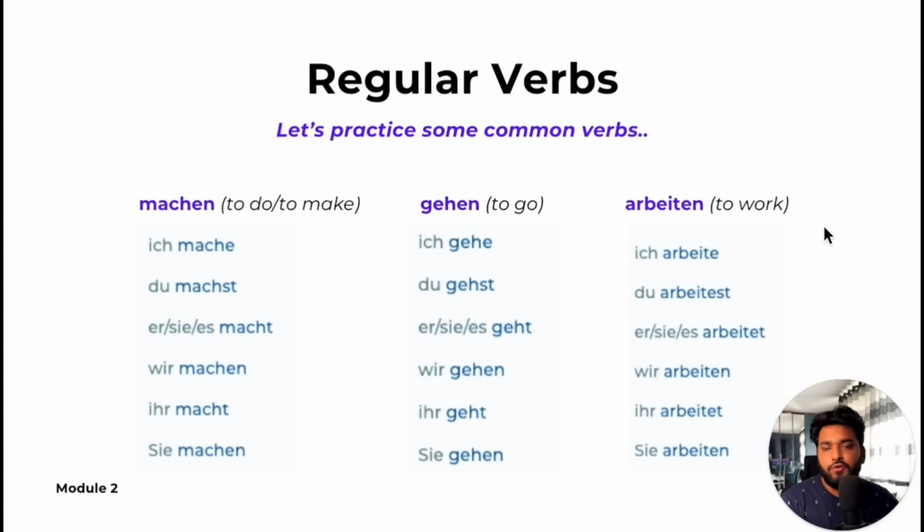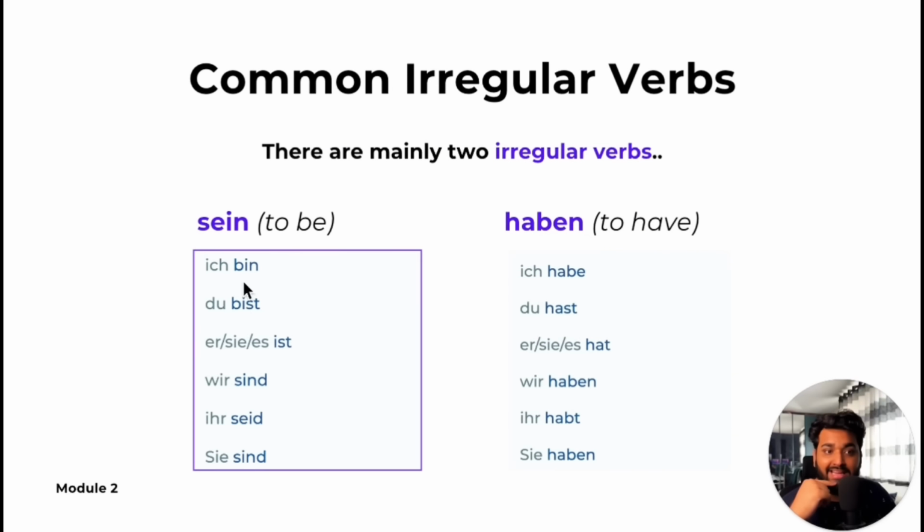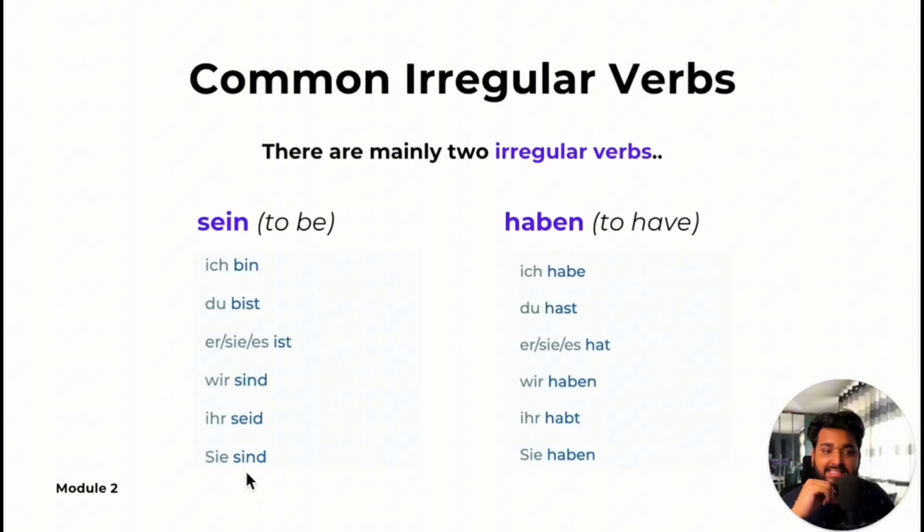I think now you understand the foundation of verb conjugation. These verbs are regular verbs. Let's see some irregular verbs. There are mainly two common irregular verbs. One is sein and the other one is haben. Sein is to be and haben is to have. For example, ich bin, du bist, es ist, wir sind, ihr seid, sie sind.